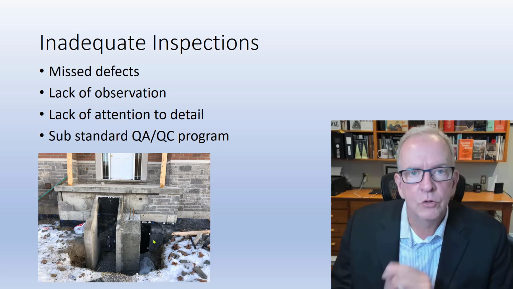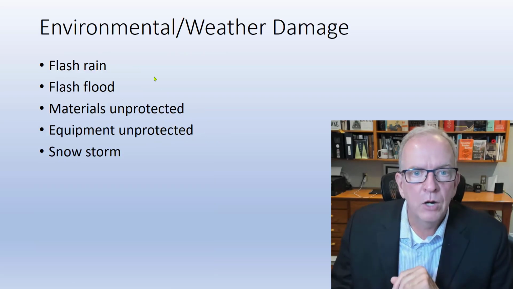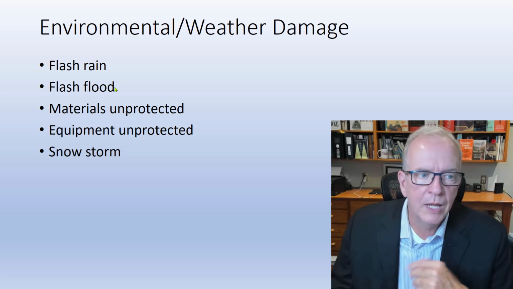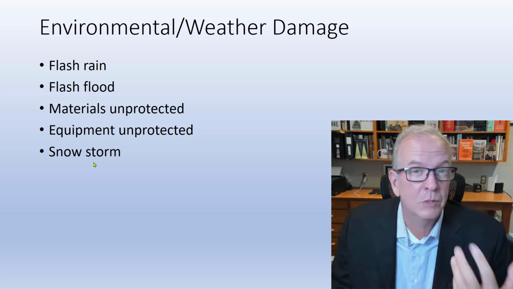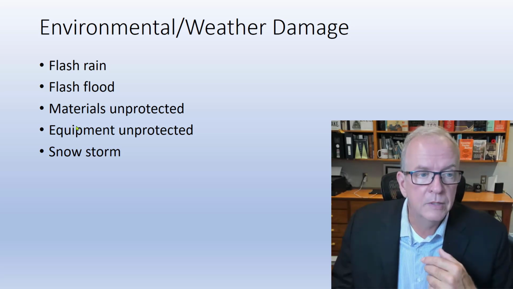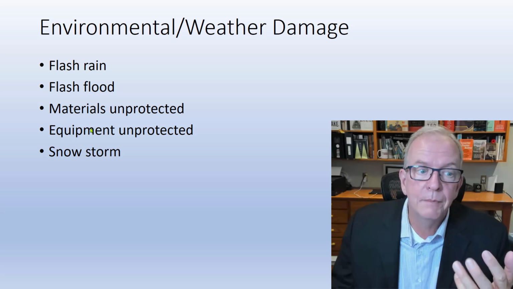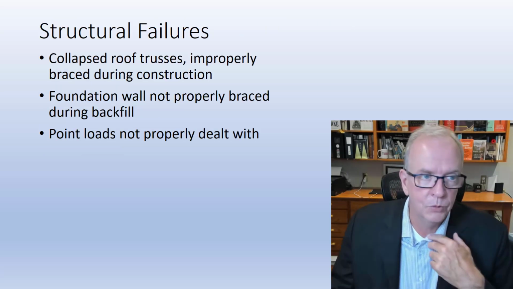How does this get so far that we missed that this didn't work? Environmental weather damage: flash rain, flash floods, snowstorms on materials that maybe are exposed and shouldn't have been. These types of things cause problems. Water damage, if we didn't have something fully protected, and then we've got to rip it out because mold's forming. We've got other problems going on.